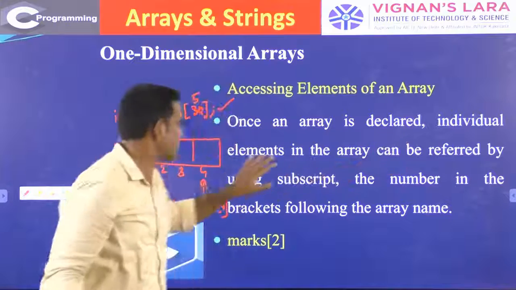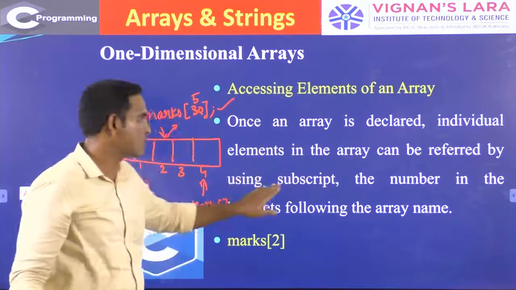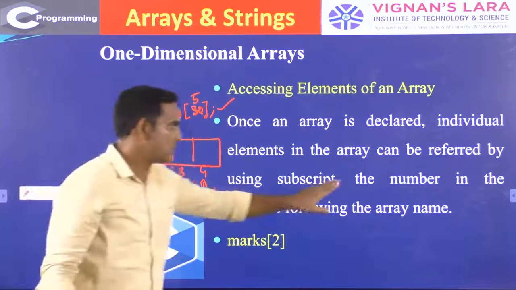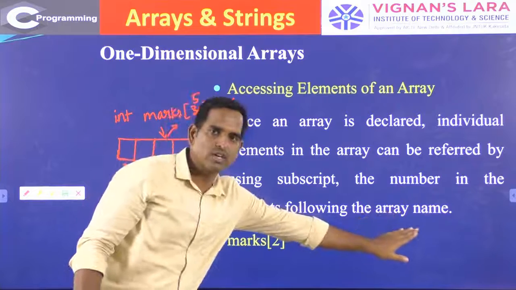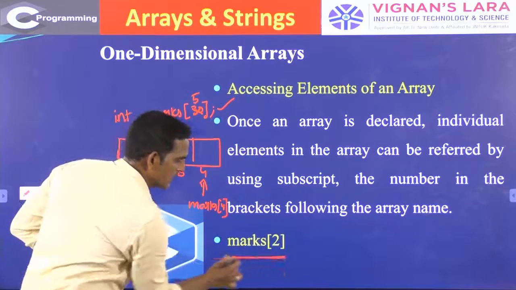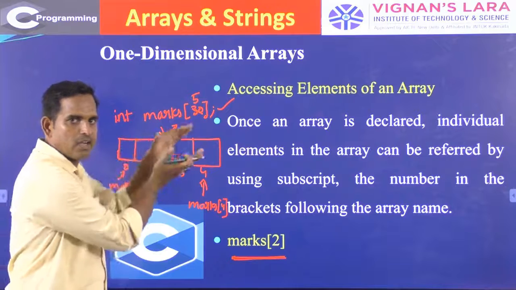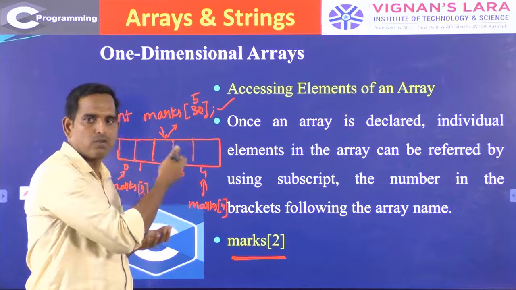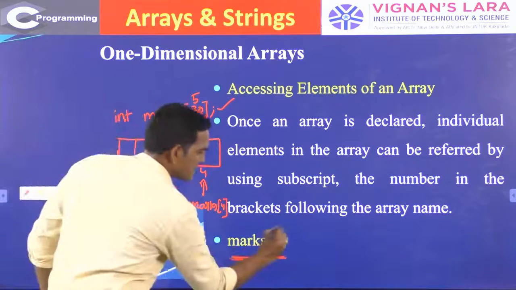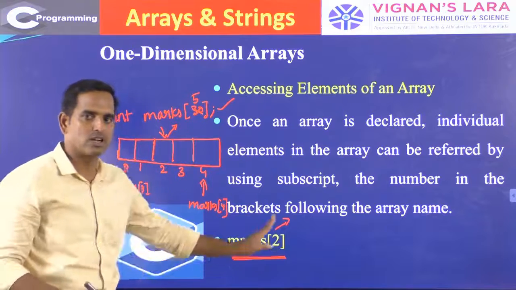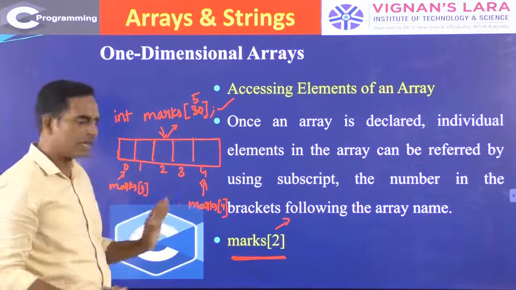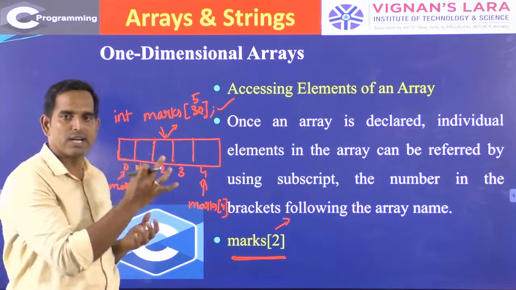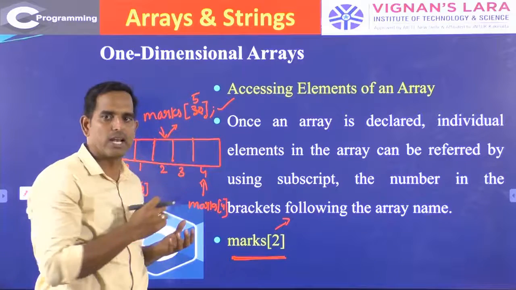So once after declaring, individual elements in the array can be referred to by using your subscript. The subscripts are from 0 to n-1, the number in the brackets following your array name. So I can use this particular syntax: I have to specify the array name, and after that, in the brackets, the subscript of the element I want to access. If I want to access the third element, I specify max of 2. If I want to access the fourth element, I specify max of 3. Like this, I specify the subscript and the array name to access the individual elements of your array.